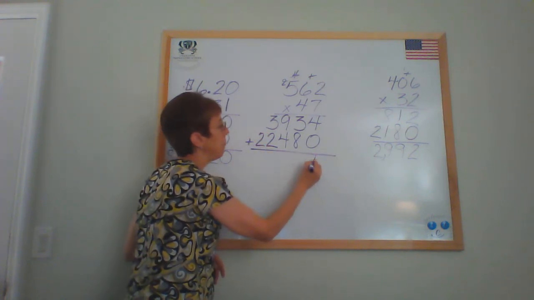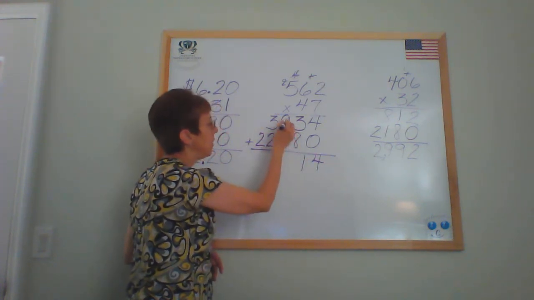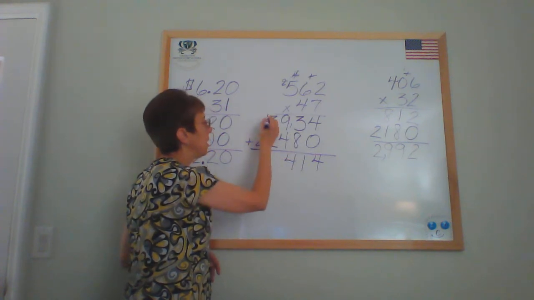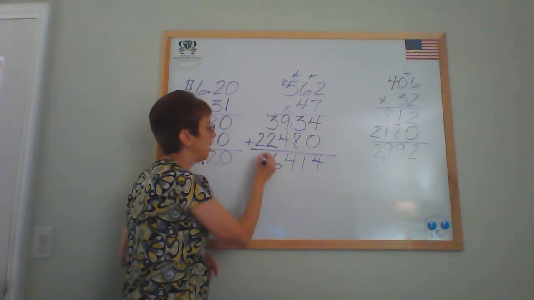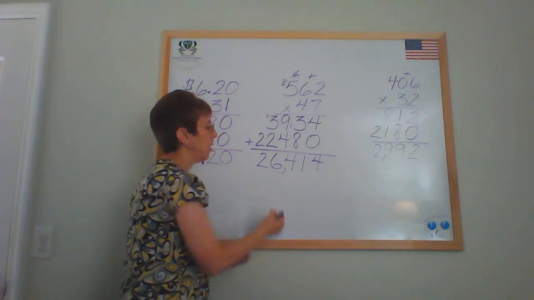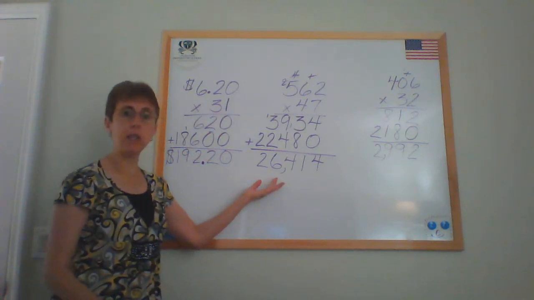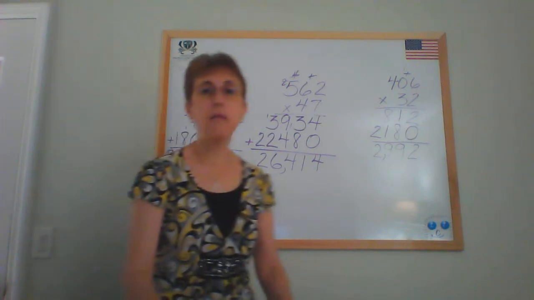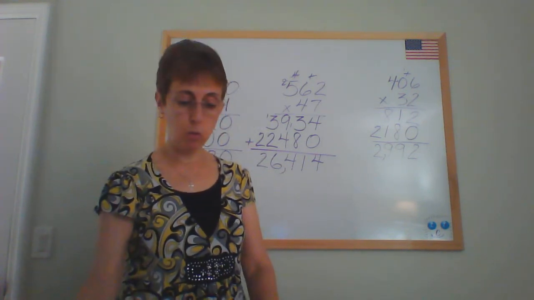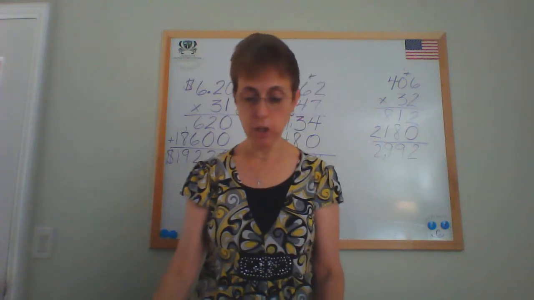Then we add it up. 4, 11, 9 plus 1 is 10, plus 4 is 14, 1 plus 3 is 4, plus 2 is 6, and then a comma. 26,414. Okay. I feel confident that you will be able to work through your multiplication.